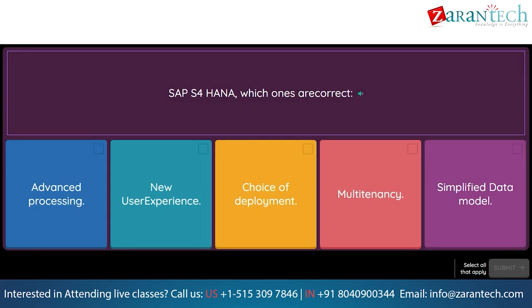Question: SAP S/4HANA, which ones are correct? Option 1: advanced processing. Option 2: new user experience. Option 3: choice of deployment. Option 4: multi-tenancy. Option 5: simplified data model.